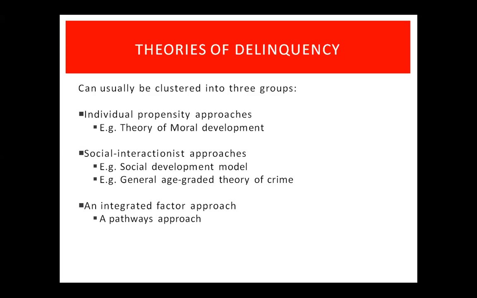The general age-graded theory of crime is how certain life events and periods of transition in our lives affect our propensity to commit crime. And the integrated factor approach or pathways approach is about finding the pathways for children to be attached to learn conforming behaviour and to create social bonds with their families and community.